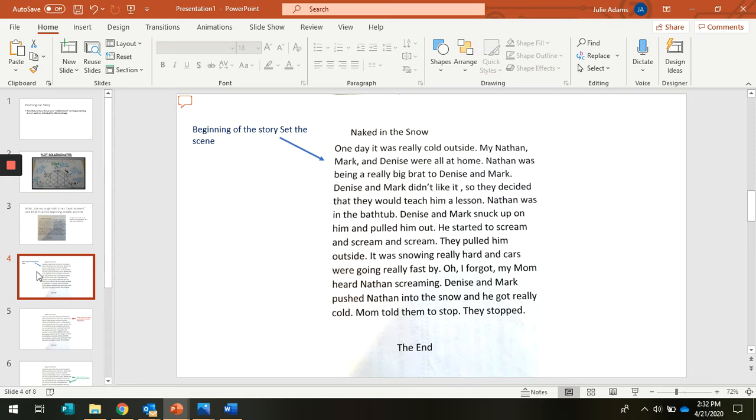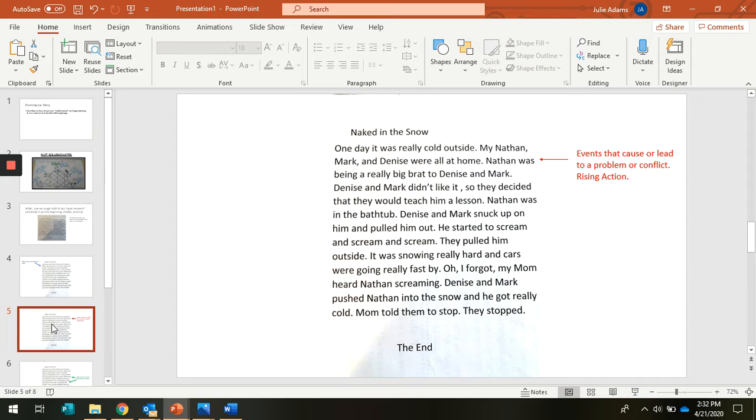So the first thing is that we need to set the scene of the story. One day it was really cold outside. My brother, Nathan, Mark and Denise were all at home. So I'm setting the scene. Where were they? Okay. And what is it like outside?